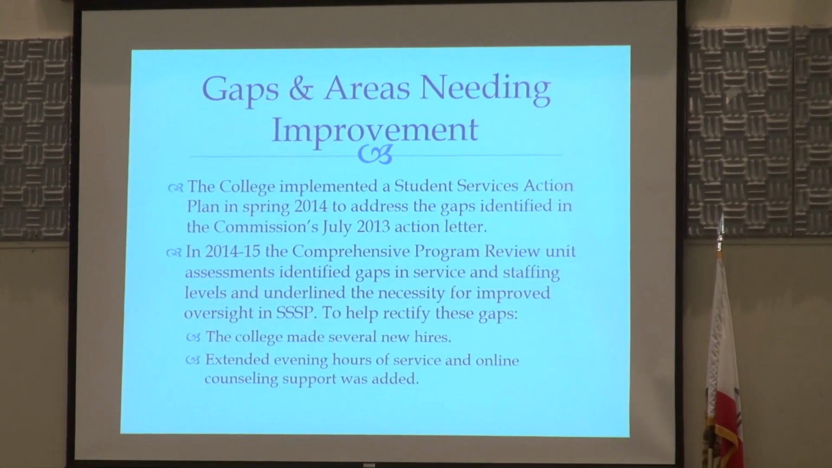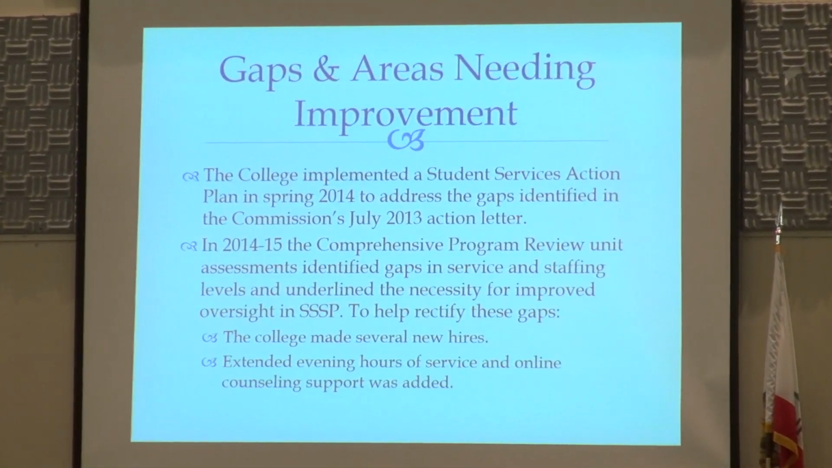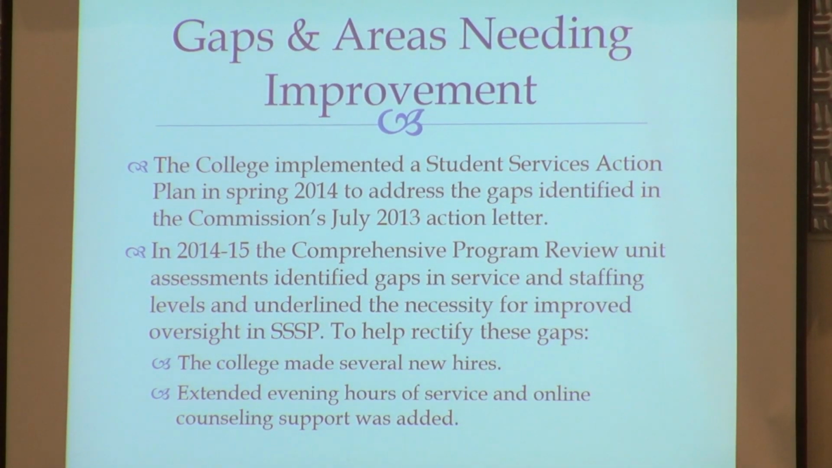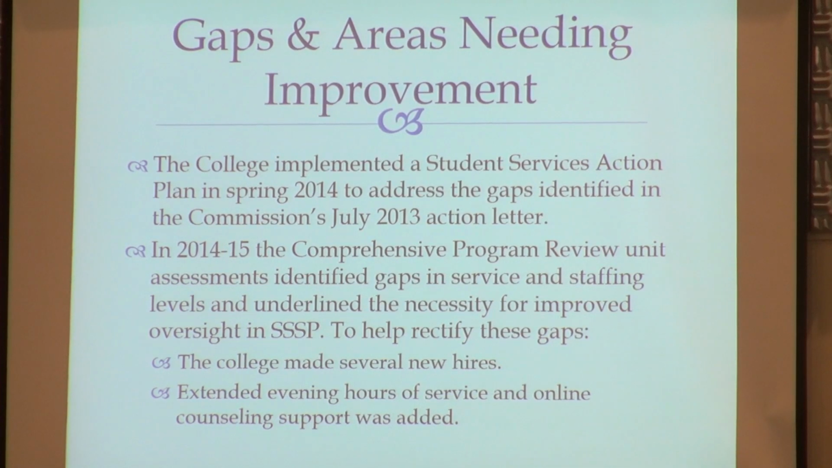So what are the gaps and areas needing improvement? The college implemented the Student Services Action Plan, which was discussed by Ludi, and this addressed the gaps identified in the Commission's July 2013 action letter. Also, in 2014-15, the Comprehensive Program Review unit assessments identified gaps in services and staffing levels and underlined the necessity for improved oversight, specifically in 3SP. To help rectify these gaps, the college made several new hires, which we discussed, and also extended evening hours of the services, and online counseling support was added.